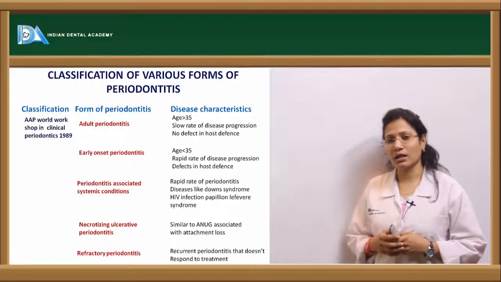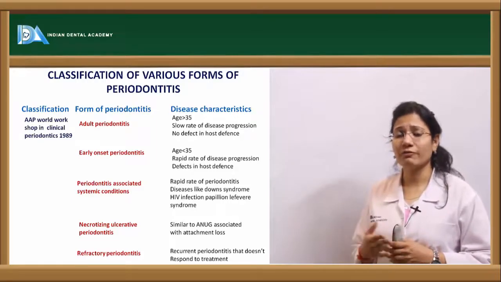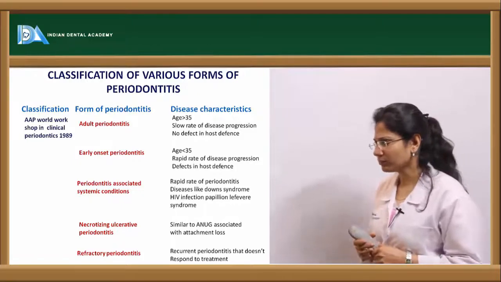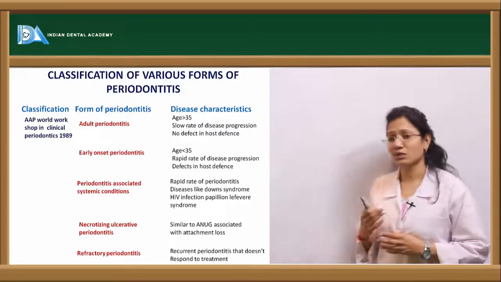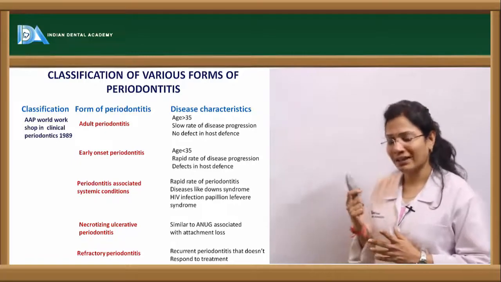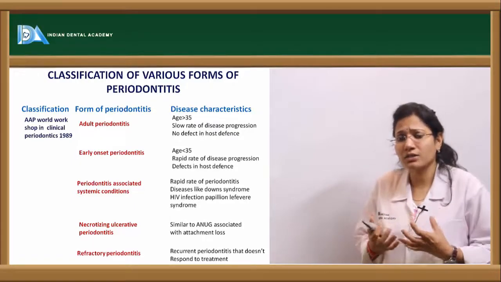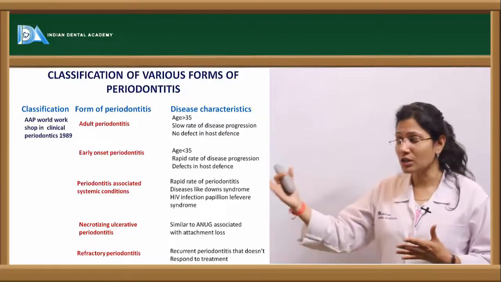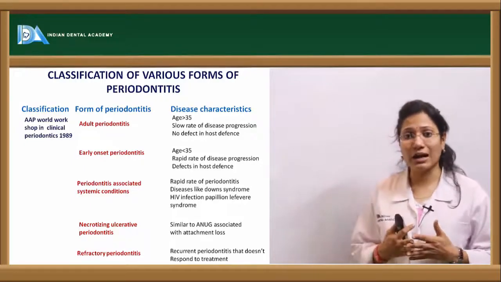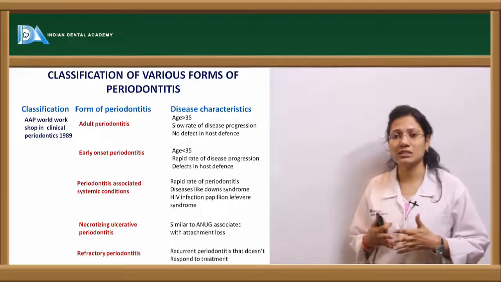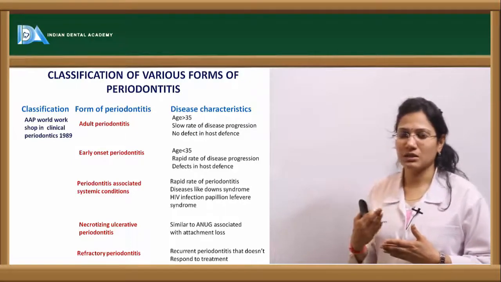Prepubertal periodontitis is a form of early onset periodontal disease that affects individuals before puberty. The next category is periodontitis associated with systemic diseases or conditions. Here again there is a rapid rate of periodontal destruction, associated with some kind of systemic condition. This systemic condition can be genetic in origin, for example Down syndrome, Papillon-Lefevre syndrome, Chediak-Higashi syndrome, and agranulocytosis. All these conditions are present systemically and express as periodontitis, so they termed it periodontitis associated with systemic conditions.